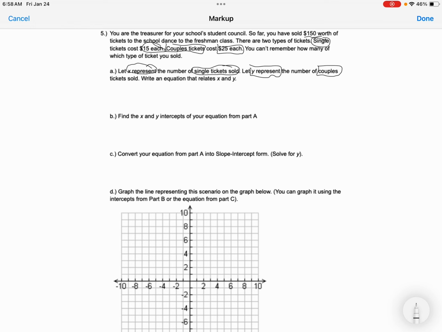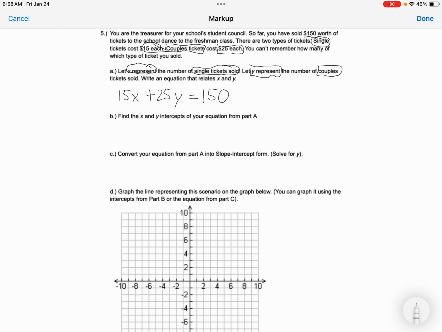And then it asks us to write an equation that relates X and Y. So if I know that X is going to be the number of single tickets sold and they are $15 each, I would say that is 15X. And then I would add the couples tickets, which would be Y, and those cost $25 each, so plus 25Y. And I know that my total that I got is $150. So this is my equation, 15X plus 25Y equals 150.